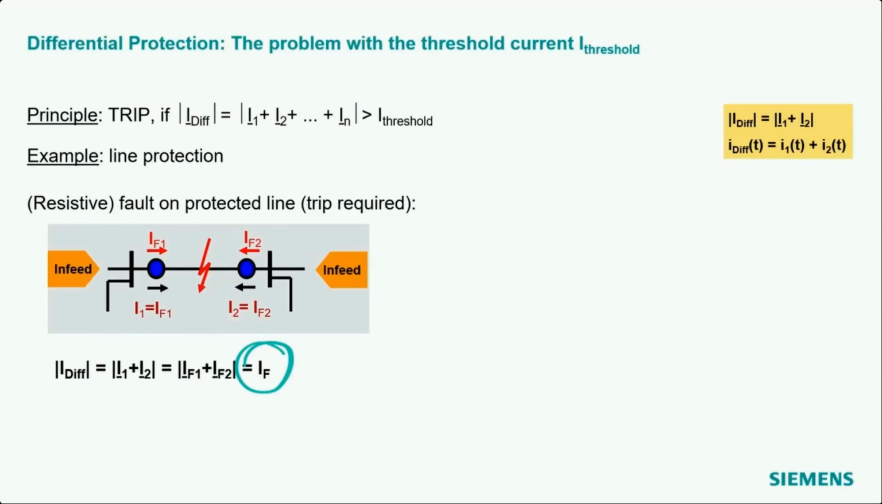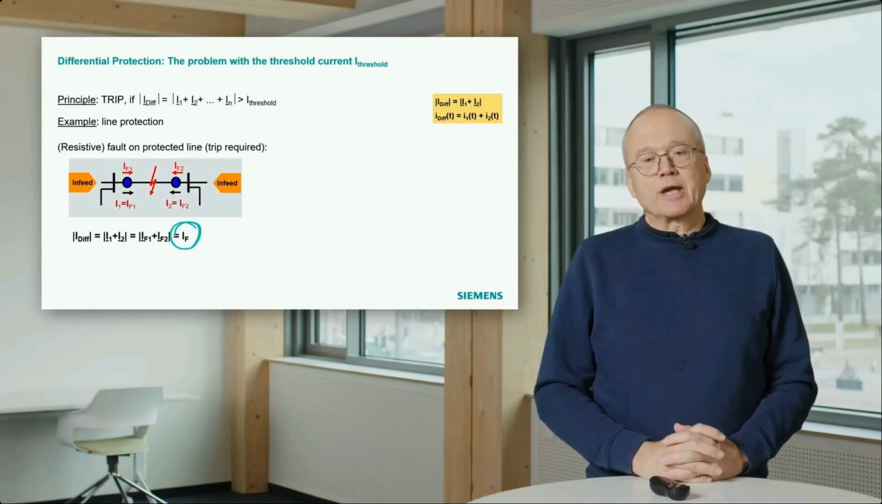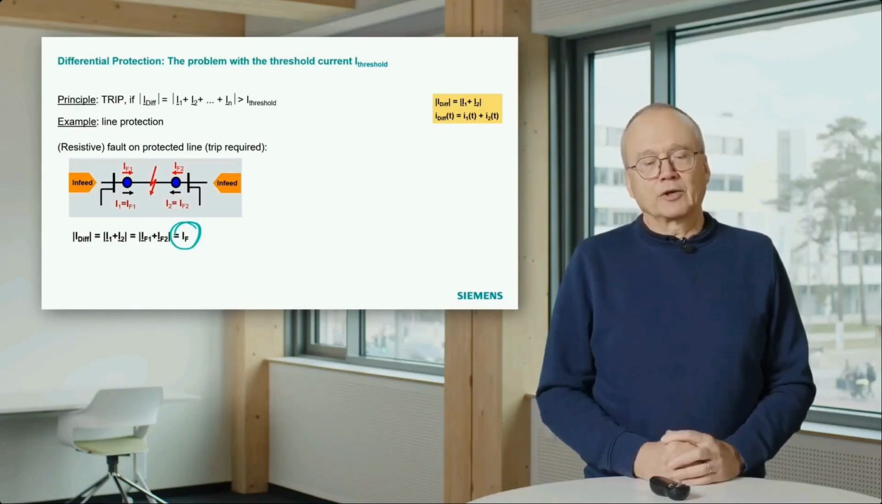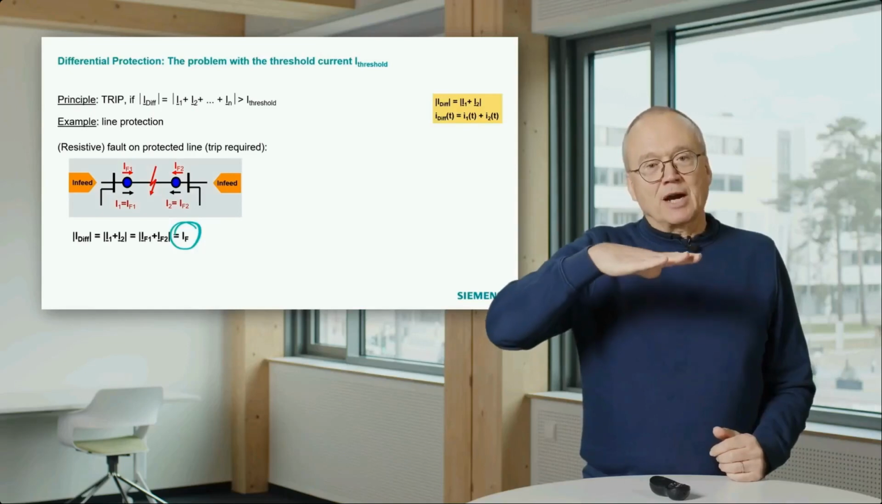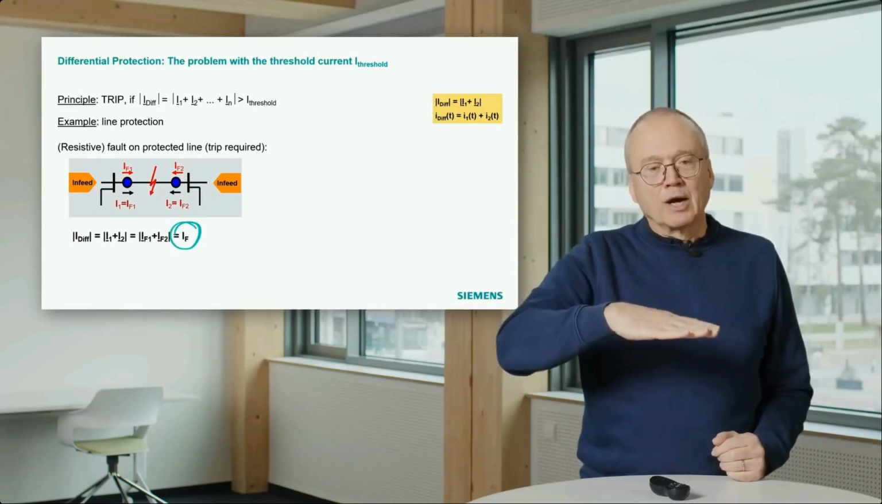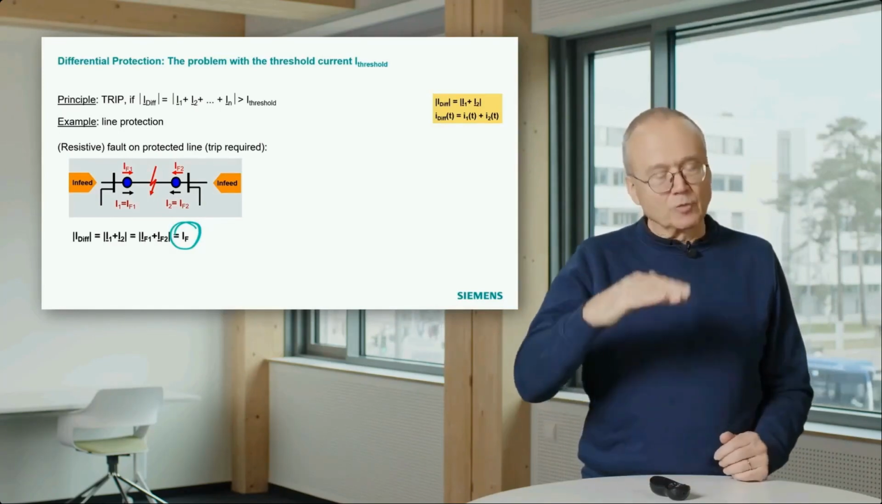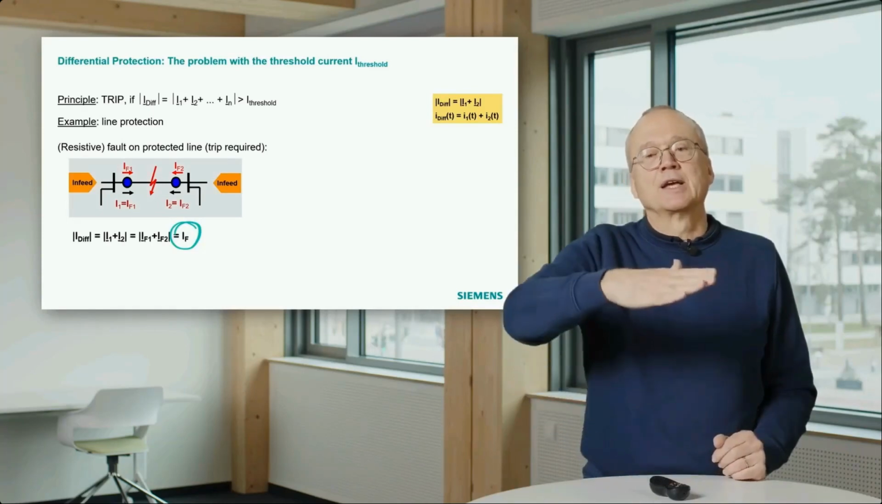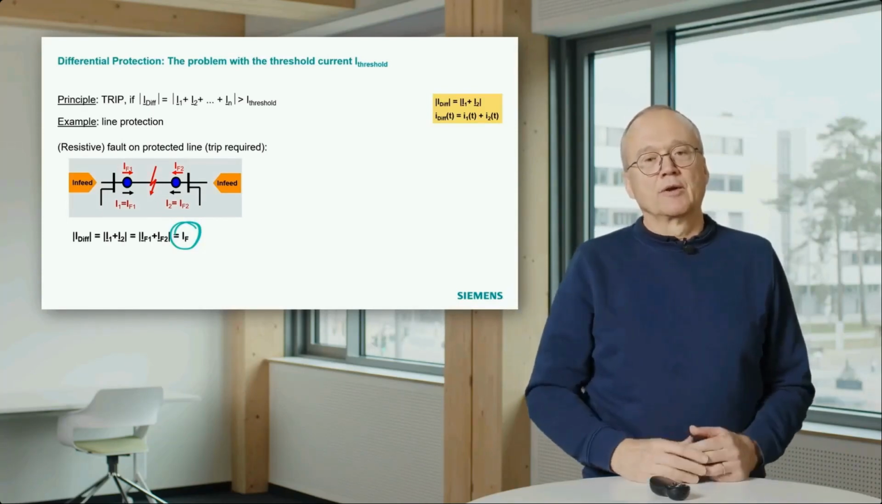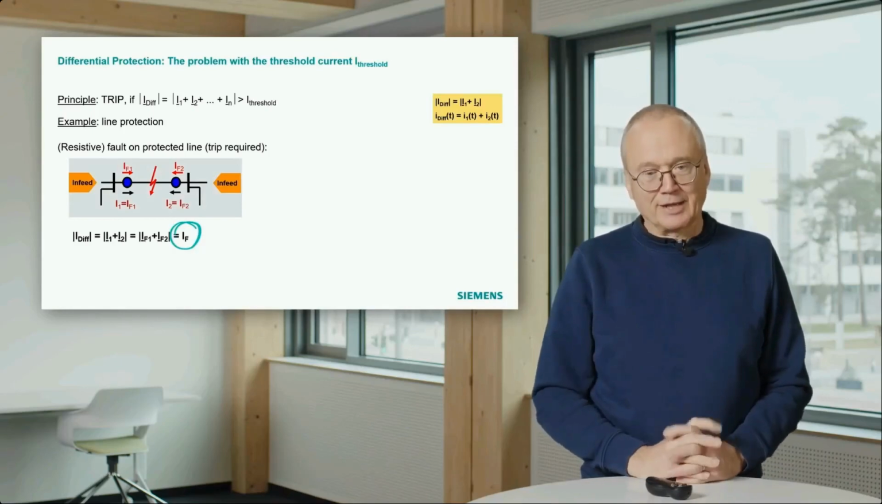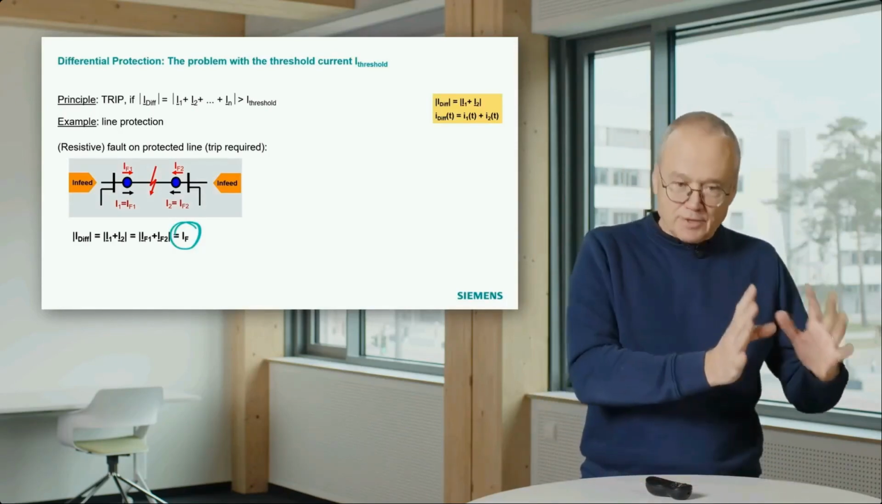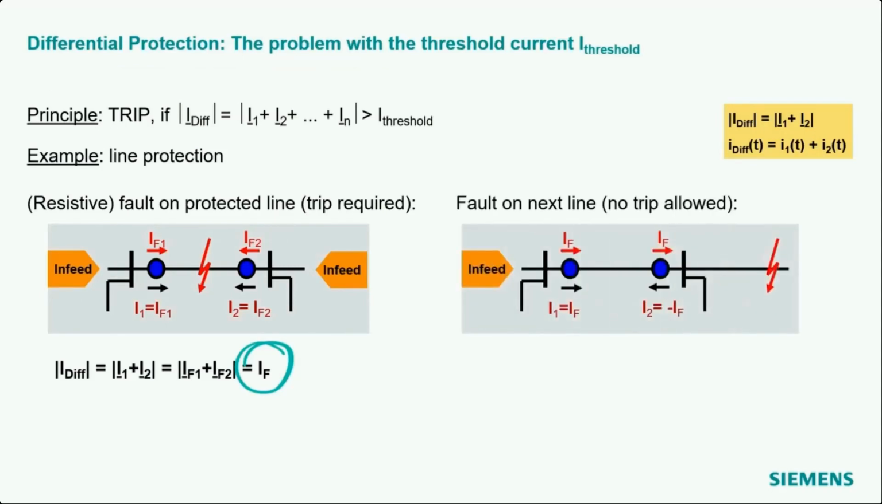And now that means, for instance, if we have a resistive fault, the fault current can be pretty low. And let's assume in this case we have a fault current maybe of 300 or 400 amps. That means our threshold must be lower than the lowest fault current we want to catch. That means if we want to catch a fault of 400 amps, our threshold must be lower than this value of 400 amps.